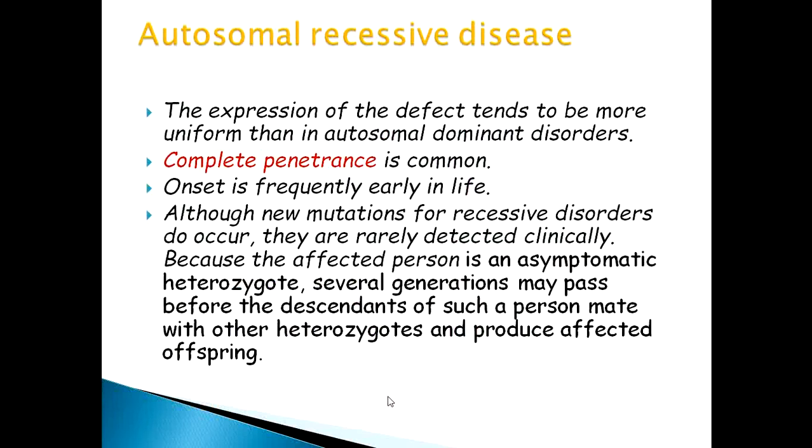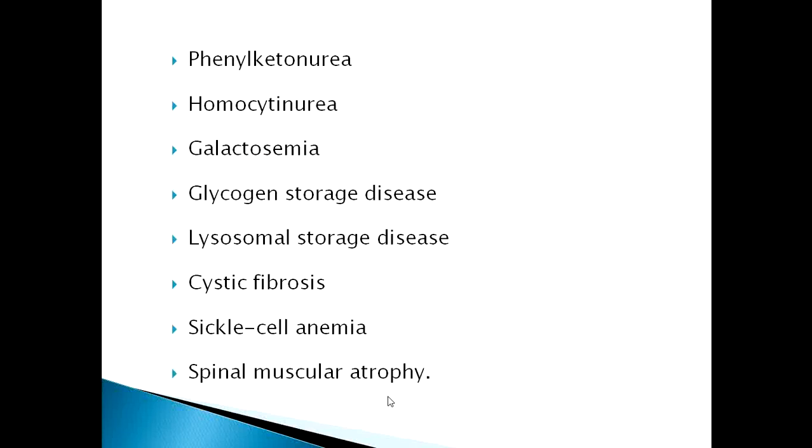The expression tends to be more uniform than in autosomal dominant disorders. Complete penetrance is common. Onset is usually early. Although new mutations occur, they are rarely detected clinically. Examples include phenylketonuria, homocystinuria, galactosemia, glycogen storage diseases, and others.